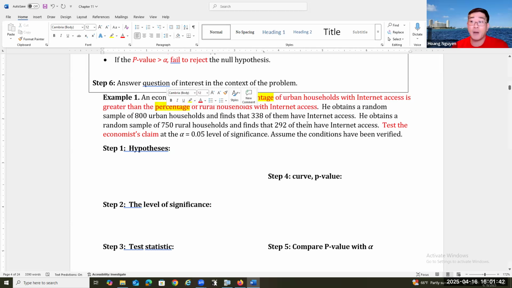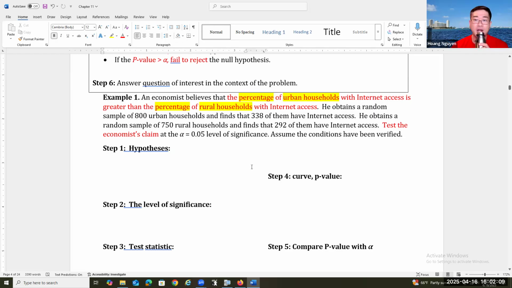And in this case, we compare two. So this is going to be the urban household, that's the first one, and we're going to compare with the rural household. The characteristic is having internet access. So having internet access is a success, and not having internet access is a failure. So we're going to compare two population proportions.